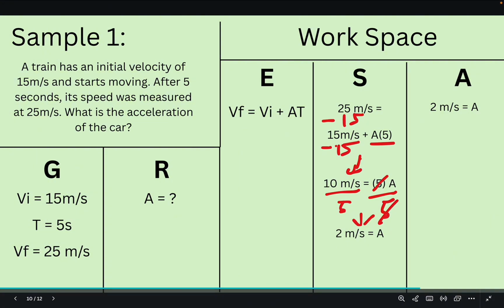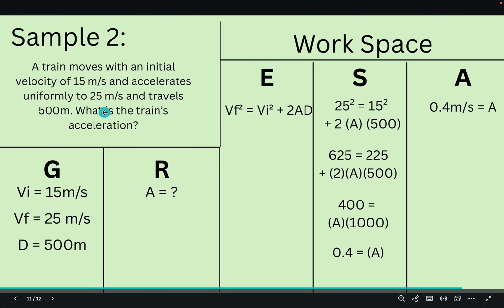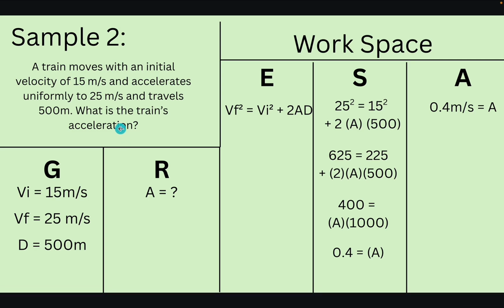Okay, now that we're done with the first problem, let's move on to the second problem. Now, the second problem is a bit different, but it has the same mechanics. A train moves with an initial velocity of 15 meters per second and accelerates uniformly to 25 meters per second and travels 500 meters. What is the train's acceleration?